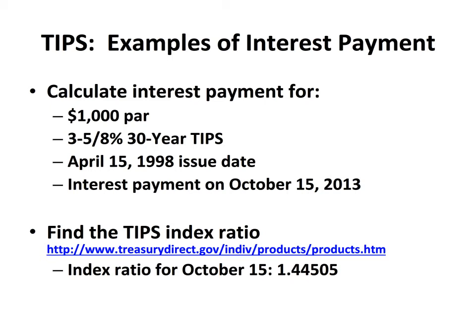15th. As I said on the previous slide, what we do is adjust the par for changes in the price level. Here you see at the bottom a TIPS index ratio, which you can find on a website that's listed there. The index ratio is 1.44505. I'm going to describe the calculation of that 1.44505 on the next slide. But when we calculate the coupon payment, we take the 1.445 times our $1,000 par and say our par is now $1,445. Let me show you that, but first let's look at how that index ratio is calculated.